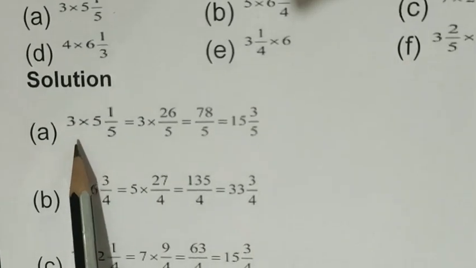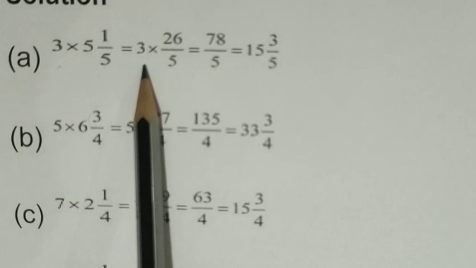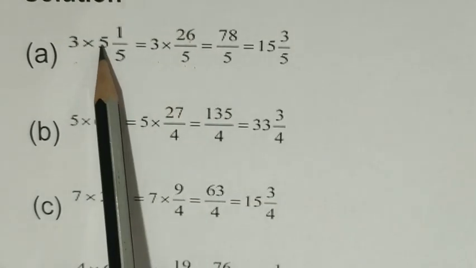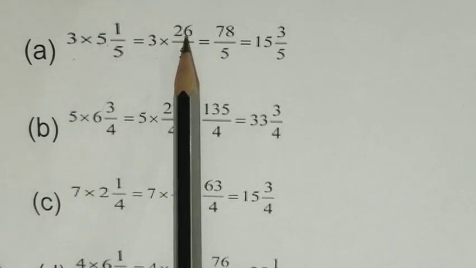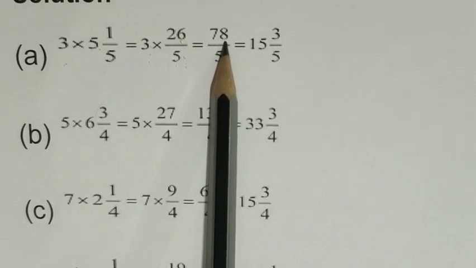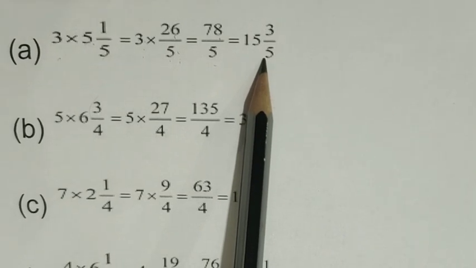First solution, 3 into 5 integer 1 by 5 means 3 into 26 by 5. How did we get it? We have converted this mixed fraction into an improper fraction. 3 into 26 by 5. Now 3 and 26 are multiplied, so we are getting 78. 78 by 5 equal to 15 integer 3 by 5.